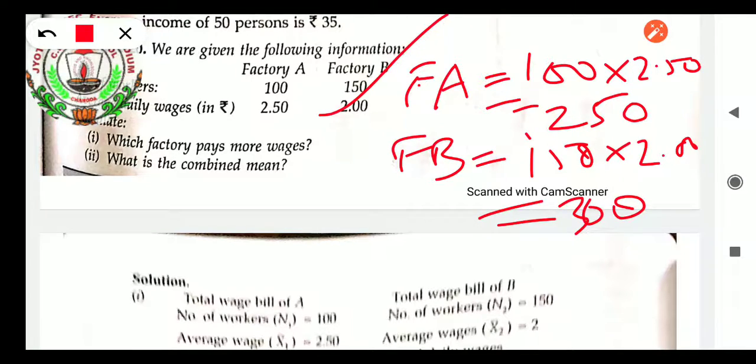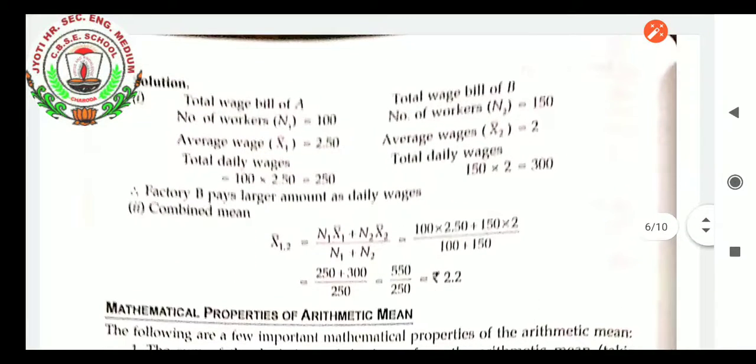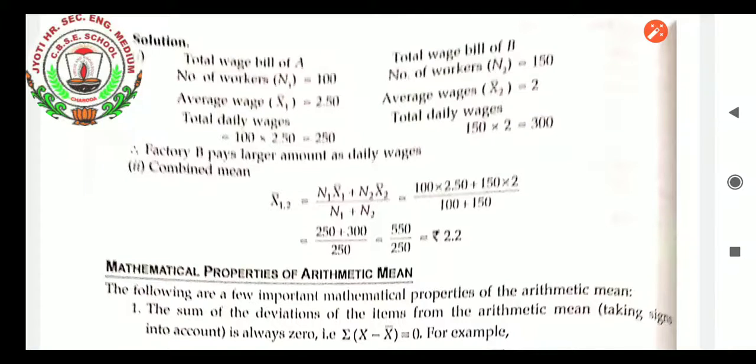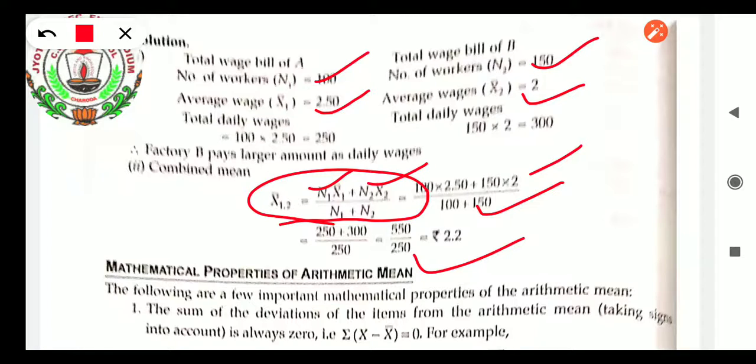Now the next question, that is how to calculate the combined mean. For that, the same formula which I said: mean 1 2 equals n1 into mean 1 plus n2 into mean 2, divided by n1 plus n2. What is n1 given? 100. What is mean 1? 2.50. What is n2? That is 150. What is the average mean 2? That is 2. After substituting these values and dividing by the total number of workers, what we will get? That is 2.2. So this is the way, students, how to find the combined mean.